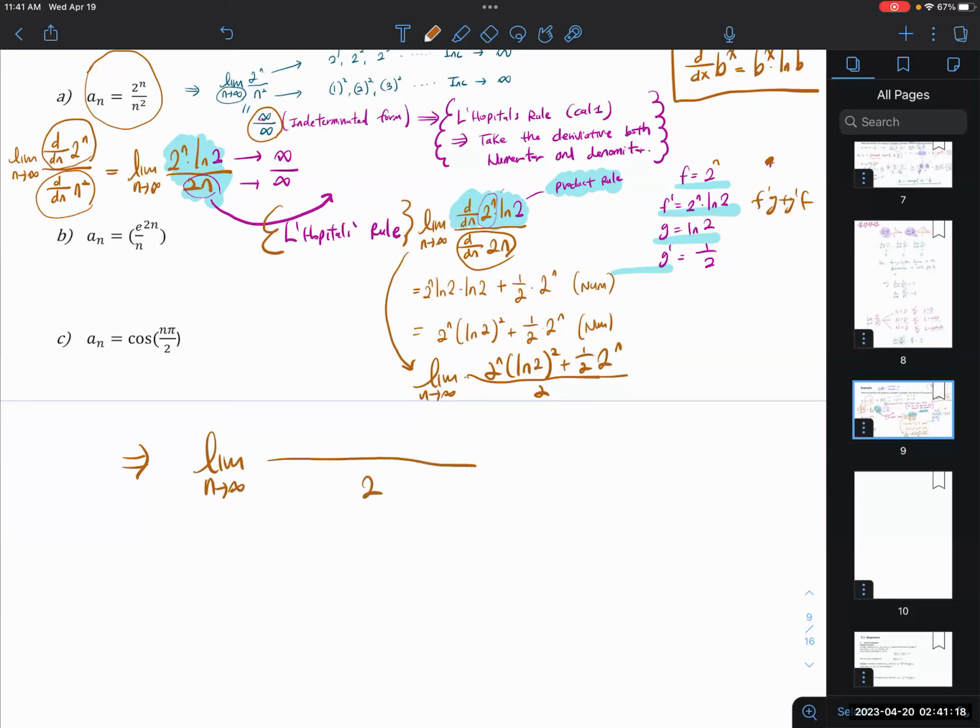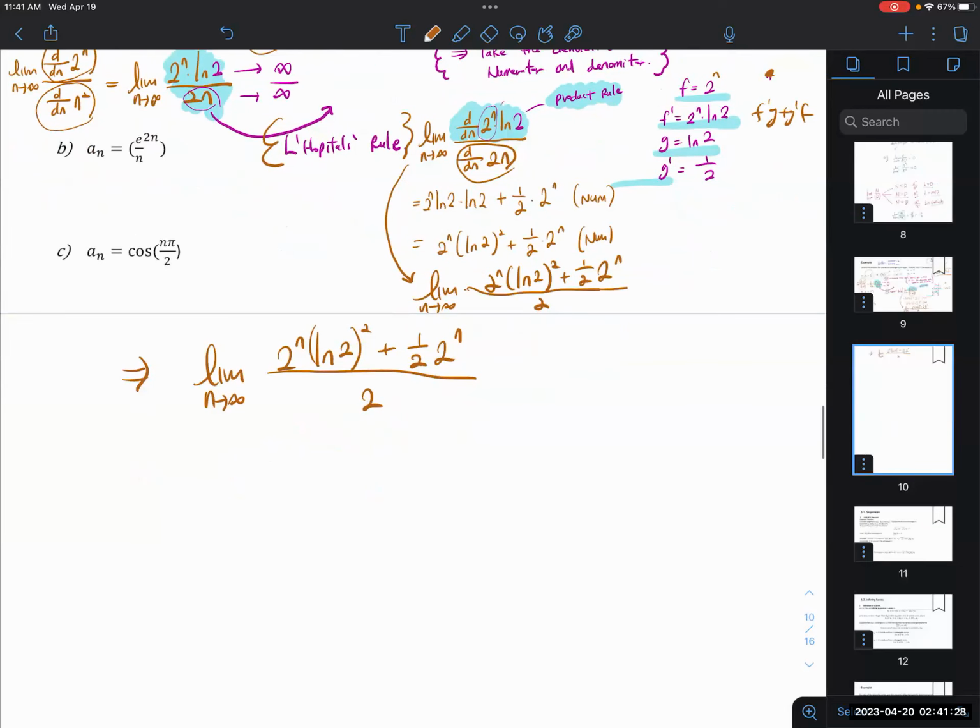The denominator is a 2, correct? 2n becomes 2. And then the numerator is 2^n (ln 2)^2 over 2. Now as n increases, the denominator is not going to increase, just 2, right? Same number. And then this one is getting larger and larger. So we have infinity over 2. What does infinity over 2 mean? Infinity divided by whatever number is infinity.